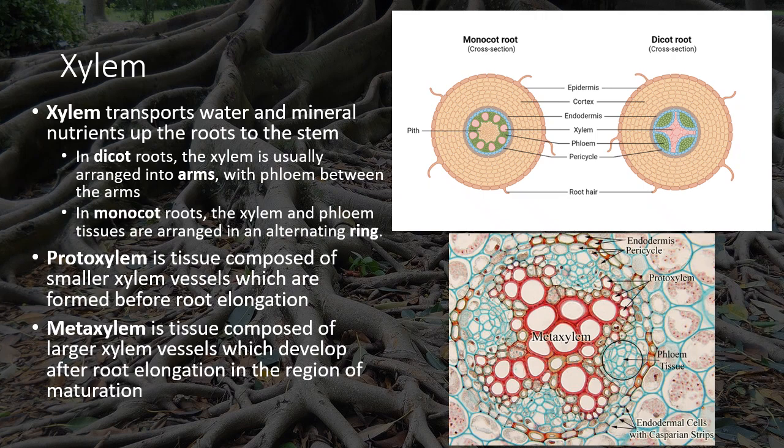And you can see in this microscope slide, which has been stained with a variety of stains to show the different tissue types, we can see these really tiny protoxylem cells between the metaxylem and the phloem, and then we can see the large, well-developed metaxylem tissues internal to that.